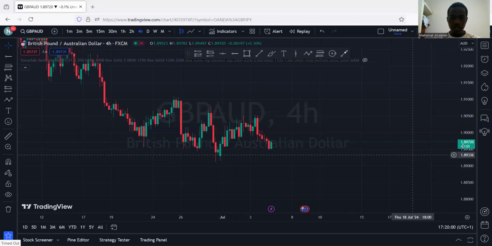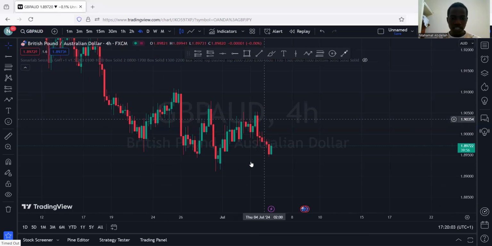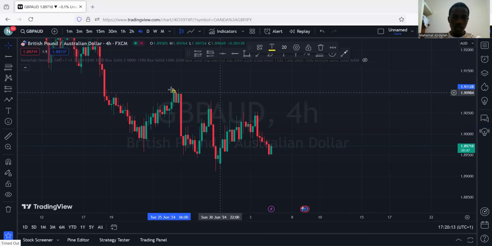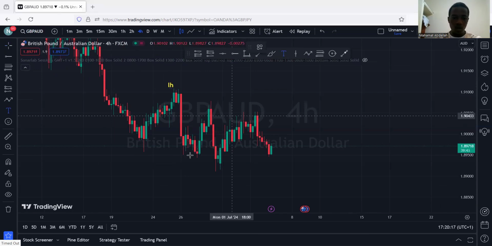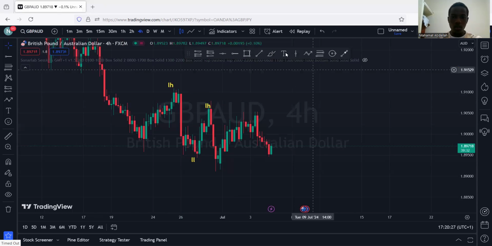Now, when you look at this market here, you clearly see that we are in a downtrend, and we can clearly identify that this is our lower high. This is our lower high. This is our lower low. This is our lower high here. This is another lower high here. And this is the lower low here.